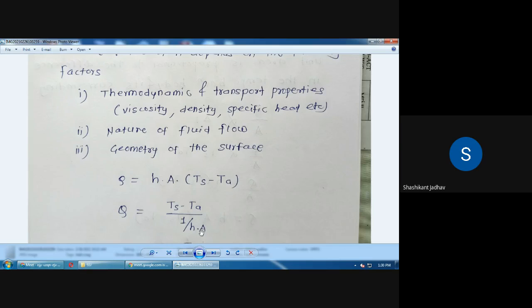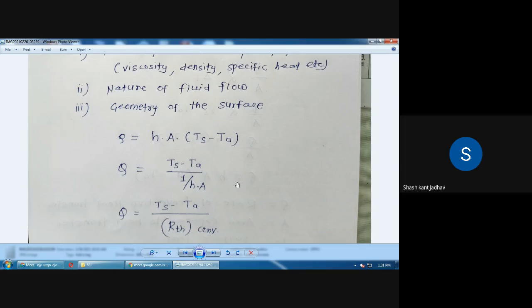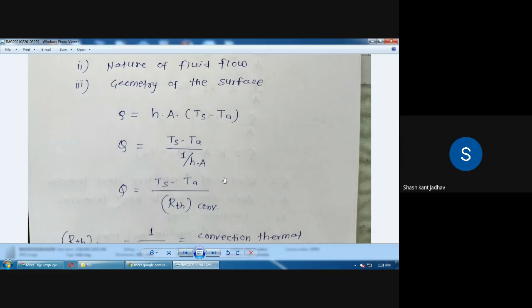That 1 upon HA is nothing but the resistance for that particular heat flow. It is resisting the heat flow. This resistance is because of the convection, so 1 upon HA is the thermal resistance for the convection. Okay, same as for conduction, if we find the equation, in conduction it was dx by k. That factor opposes the heat transfer in conduction, and 1 upon HA opposes the heat transfer in convection. So the equation is Q is equal to Ts minus Ta divided by 1 upon HA.